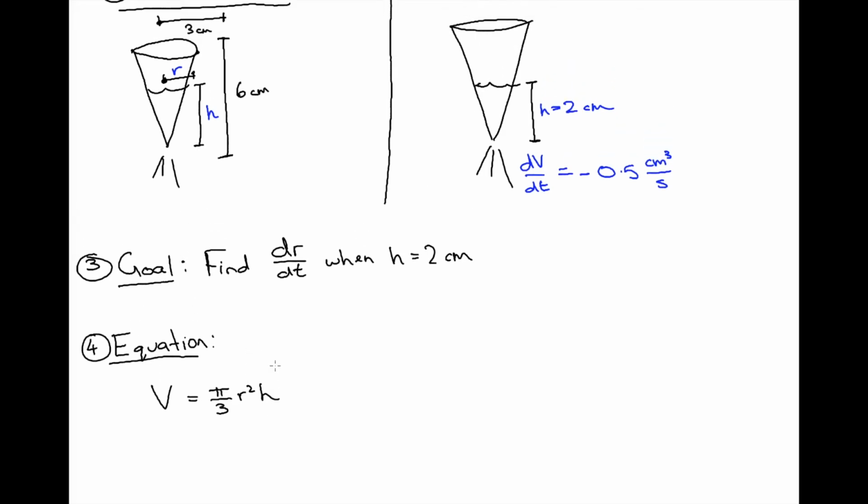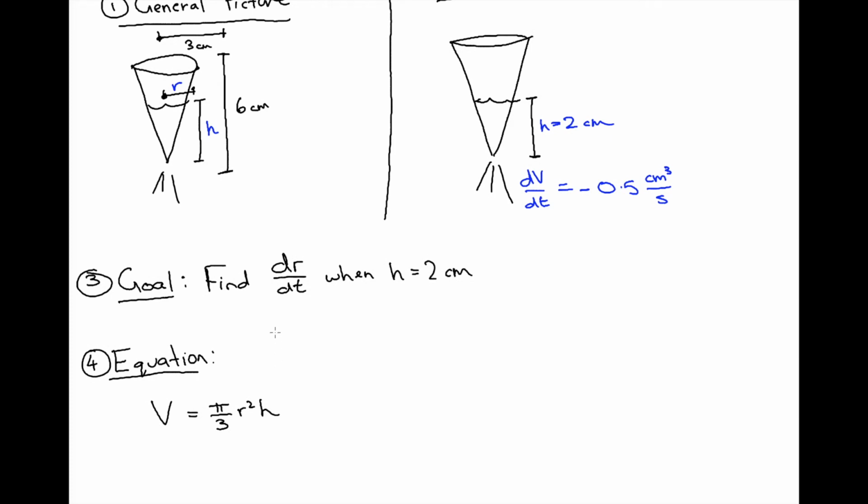So let's come back up to our general picture and see if there's anything in there that might help us. Right off the bat, notice that we have what look to be similar triangles. If I connect these two dots and maybe these two dots, and sketch these out more prominently, you can see we have this big triangle, 3 and 6, and this smaller triangle with R and H. So we have similar triangles.